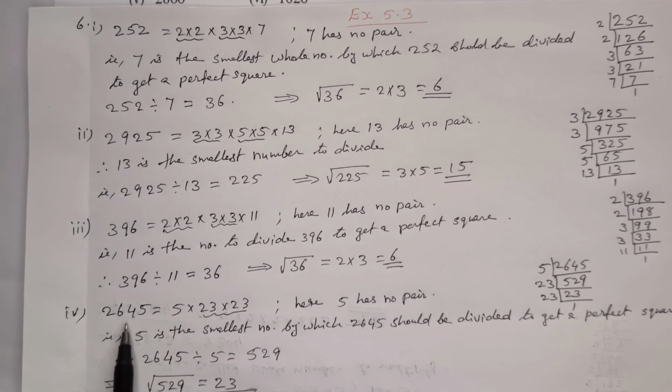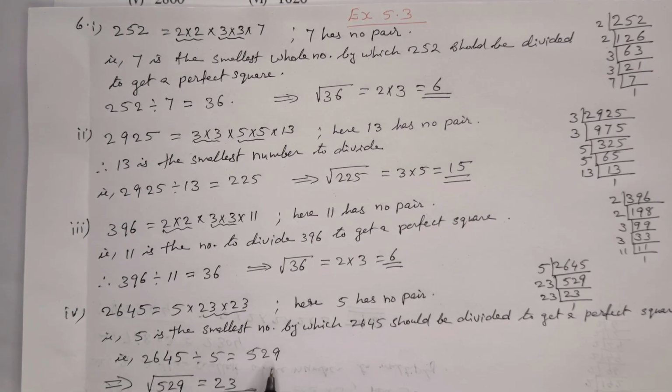Next number, 2645. There 5 into 1 pair of 23. 5 has no pair. So 5 is the smallest number to be divided by. And then 2645 divided by 5 is equal to 529. Root of that is equal to 23.